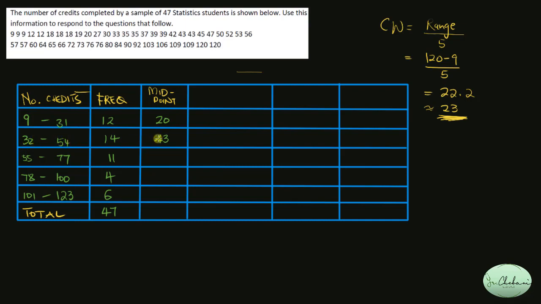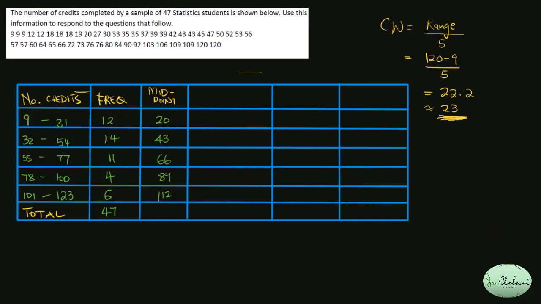It will get you to 43. Right, and then from 43 we add our class width. We get 66. And then 66 plus 23 we get 89, and then 89 plus 23 we get 112. Okay, so these are the midpoints of our classes, right?